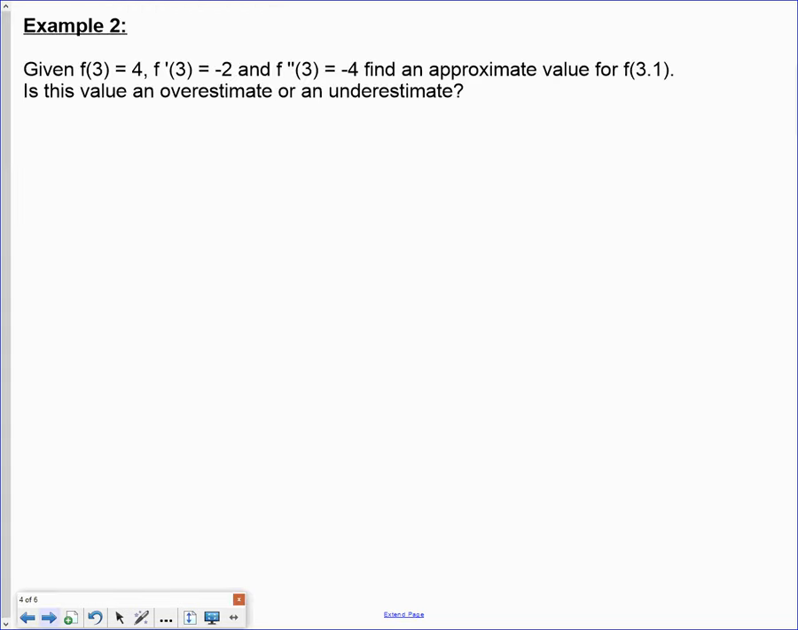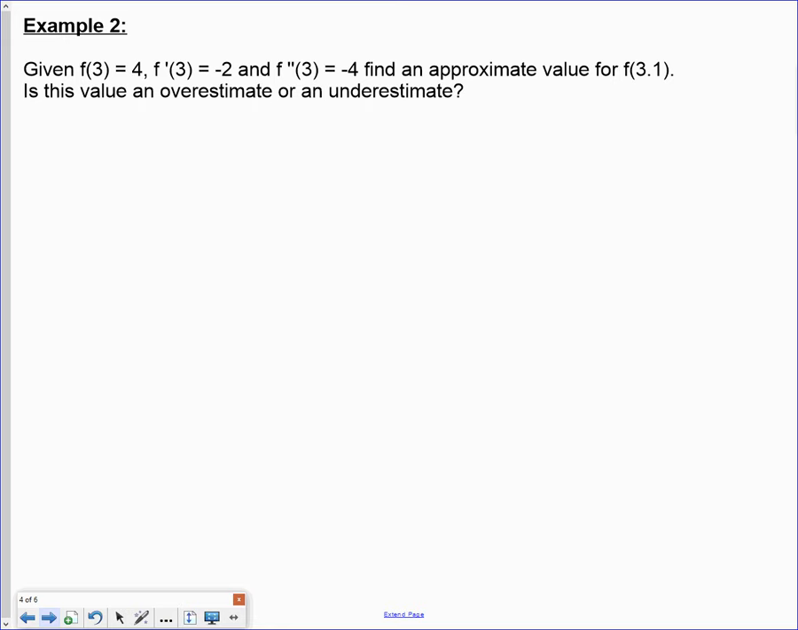You're more likely to see something that looks like this, where you're not given the original function. So we are given that f at 3 is equal to 4, f primed at 3 is equal to -2, and f double primed at 3 is equal to -4. And we want to find an approximate value for f at 3.1. So we don't know the original function. We're just given the value of the function, the value of the derivative, and the value of the second derivative at this particular point, close to the point that we are interested in. Then we want to figure out if it's an overestimate or an underestimate.